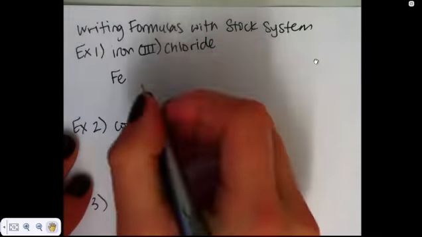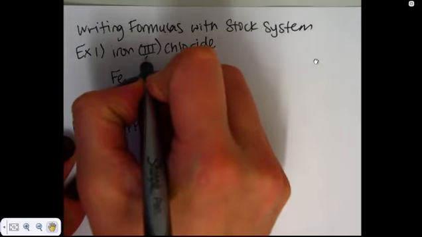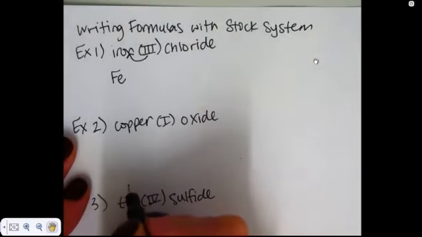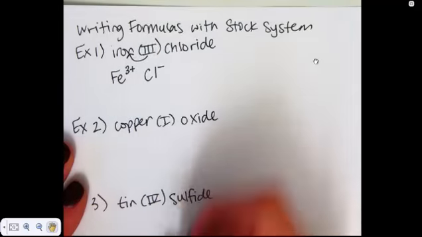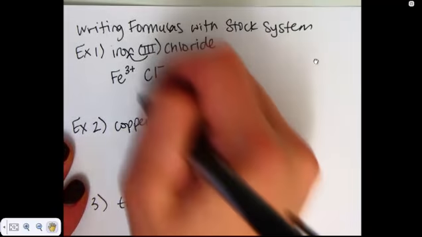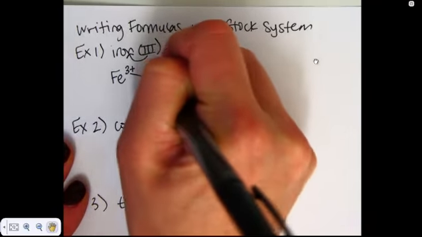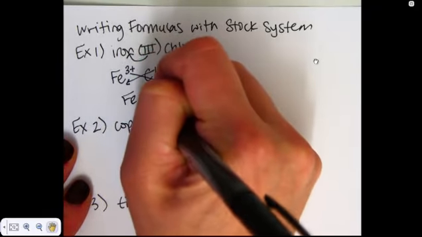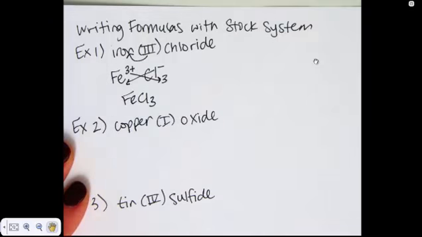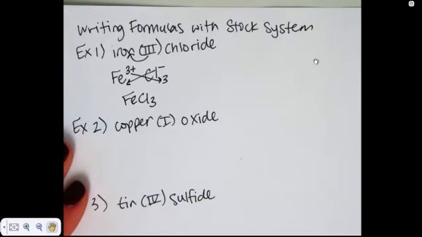So iron, I know, is Fe, and this Roman numeral 3, which always goes with the element in front of it, shows us that this is iron 3+. Chloride is Cl- because it's in group 17. We cross the charges, and we end up with FeCl3. So the process is exactly like the process we've been using, but we just need to use a Roman numeral to tell us what charge it is.